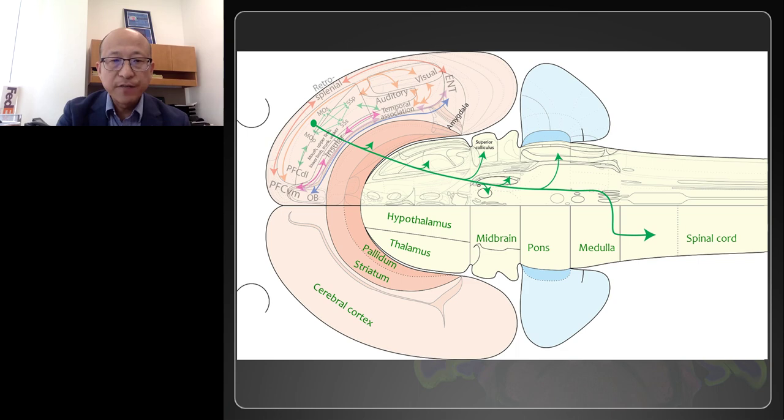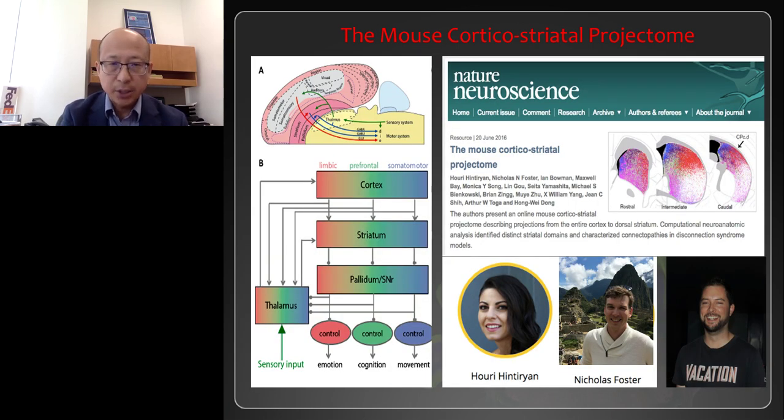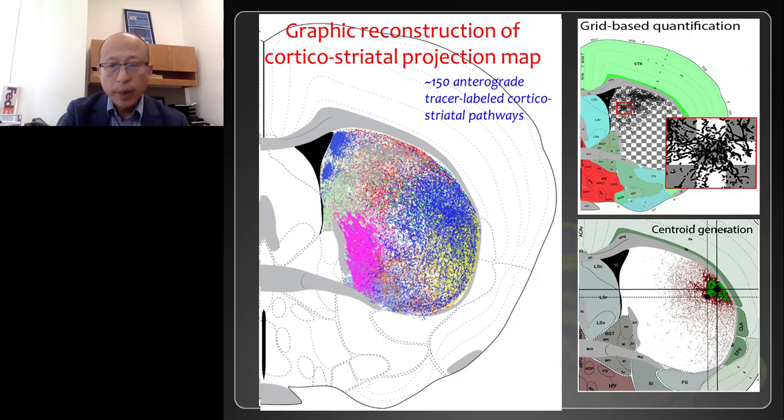So the first structure we're looking at is the striatum, because the striatum receives projections from all individual cortical areas. The striatum plays important functions in the control of the motor, cognition, and other important functions. This is also published work, and we put it together as the mouse cortical striatal projectome. We mapped individual cortical areas and generated this very detailed cortical striatal projection map.